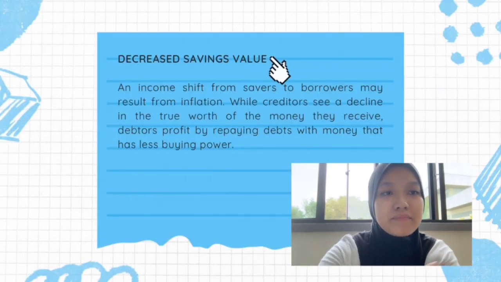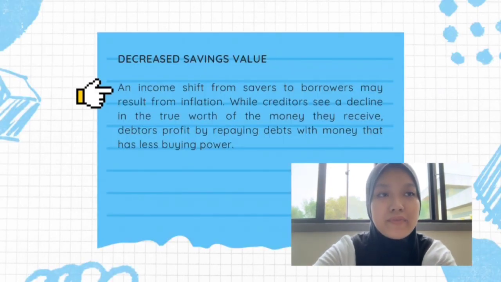Decreased savings value. An income shift from savers to borrowers may result from inflation, while creditors see a decline in the true worth of the money they receive. Debtors profit by repaying debts with money that has less buying power.